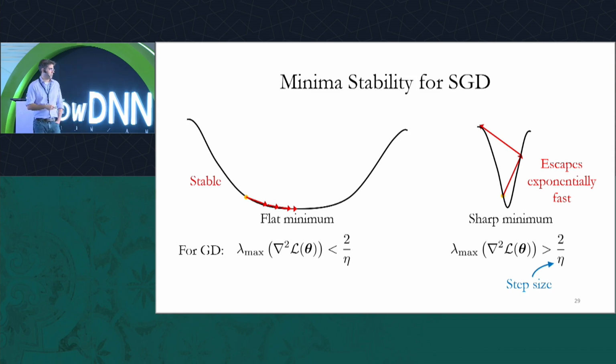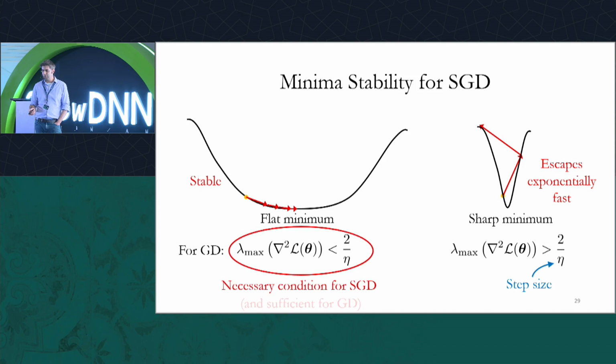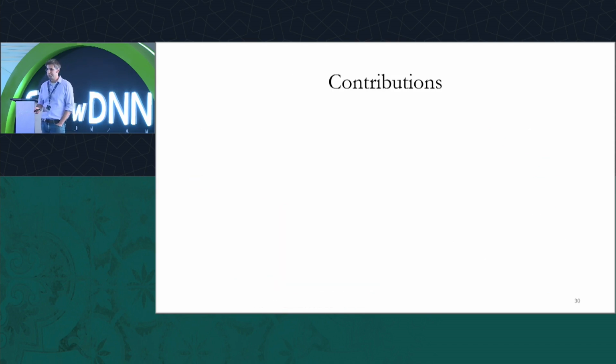The condition for gradient descent to be stable is that lambda max, the maximal eigenvalue of the Hessian, is smaller than 2 over the step size. If it's higher than 2 over the step size, then we're unstable, or we will escape exponentially fast. For gradient descent, this is a necessary and sufficient condition, and for SGD, it's just a necessary condition. Then we'll use this condition to derive our results.